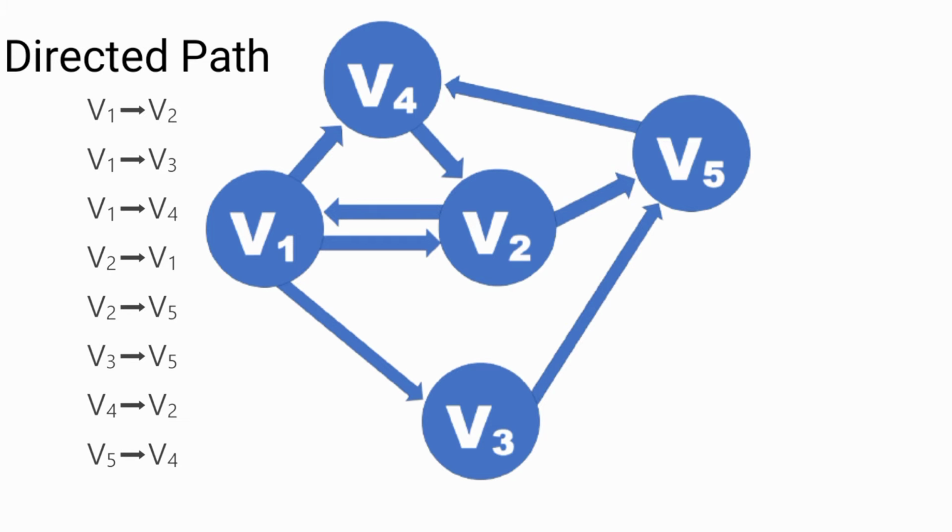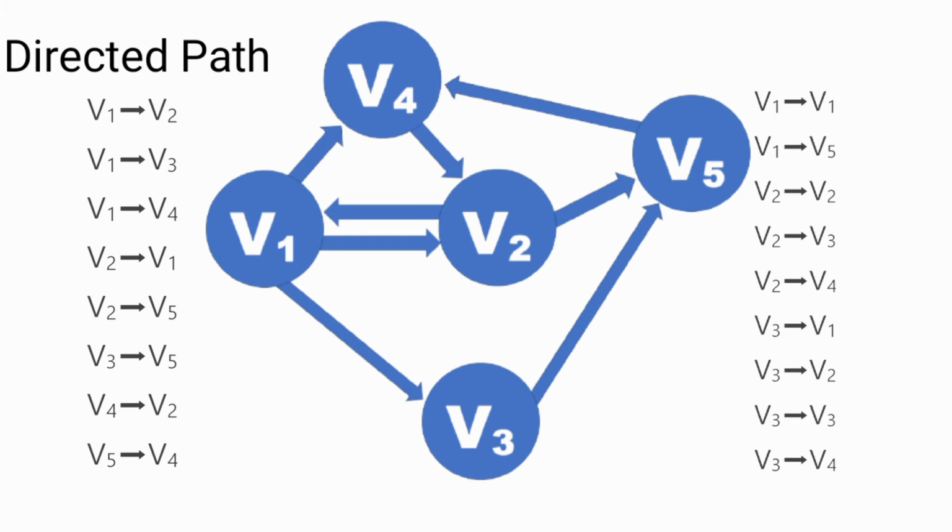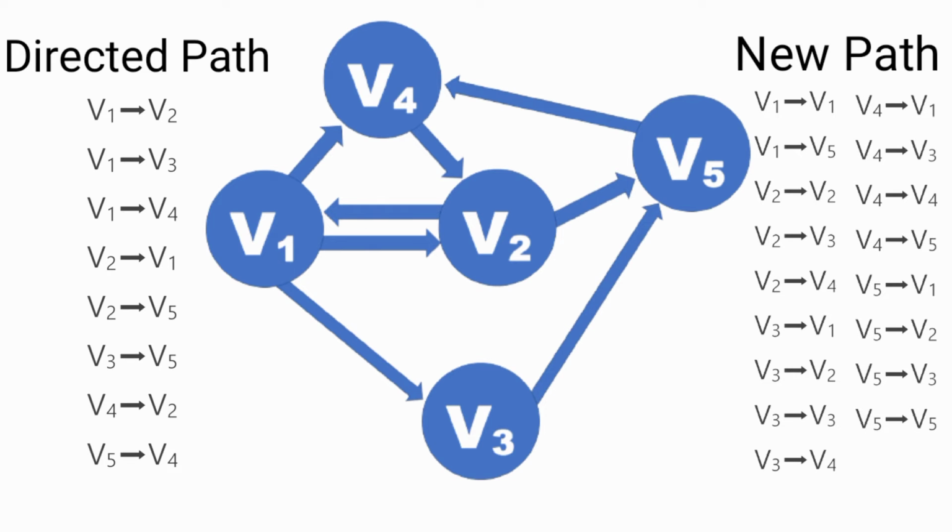So class, is it possible for a vertex to have a directed path to itself? Or how about V sub 2 having a directed path to V sub 4? Yes, by listing the vertices having a new path. So these are the vertices having a new path.